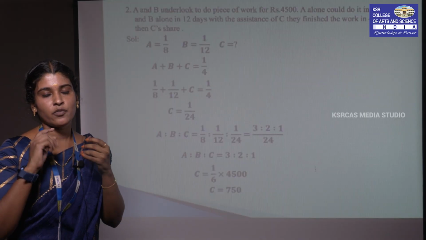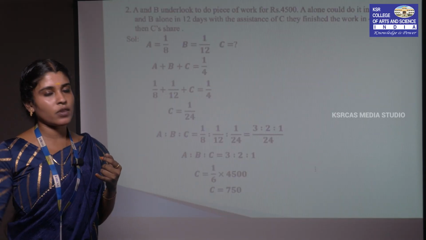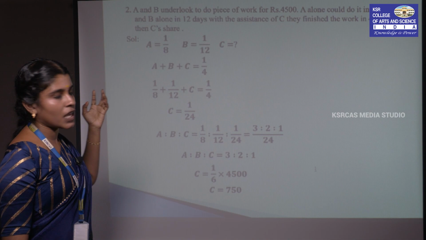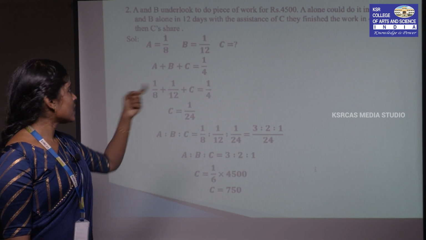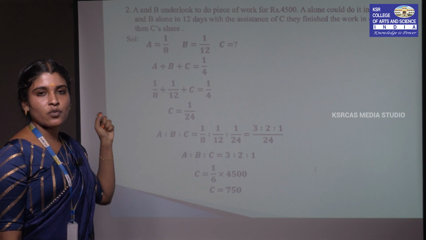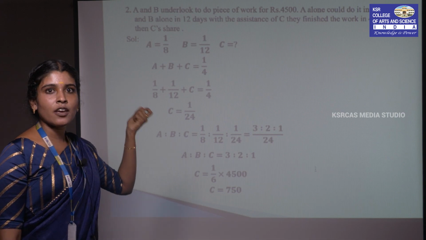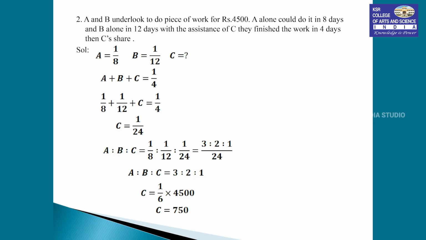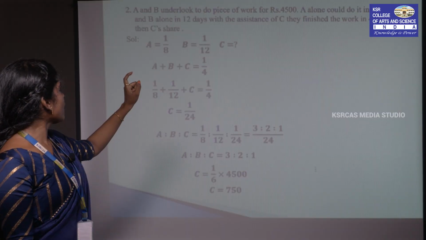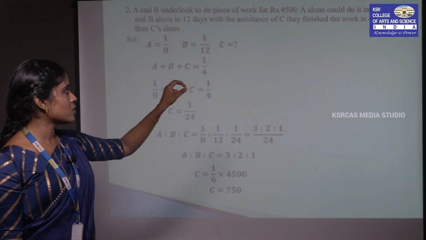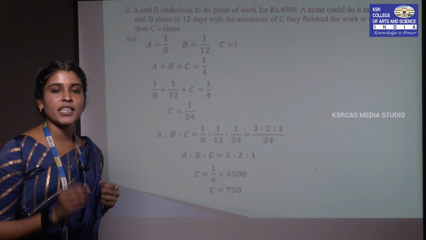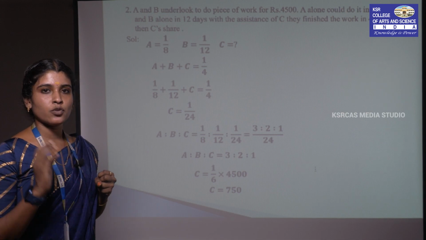So first, according to our first condition, we have to convert to the 1 day work. So we can write A equal to 1 by 8. Then B alone takes 12 days, so we can write B equal to 1 by 12. But in this question they didn't give C's working days. So first we need to find C's working days. Next, they gave that all of them combined together finish the work in 4 days. So we can write A plus B plus C equal to 4 days.